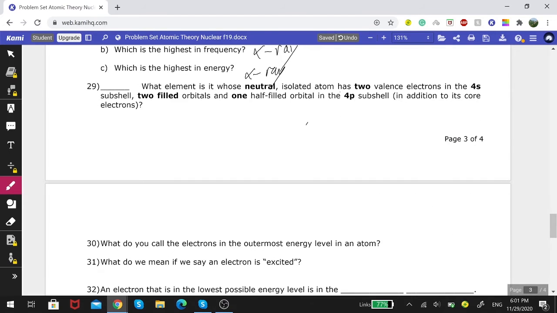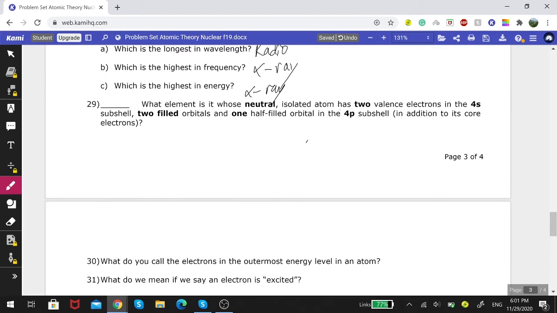What element is neutral? Alright, so I'm not sure why this is here, but it's not very important. This is what's important: 2 filled orbitals and 1 half-filled orbital. So what element contains this? 4p electron, this is basically saying 4p5. 4p 1, 2, 3, 4, 4p5. That should be bromine, which means it's Br.